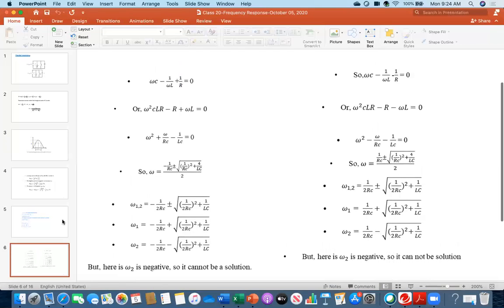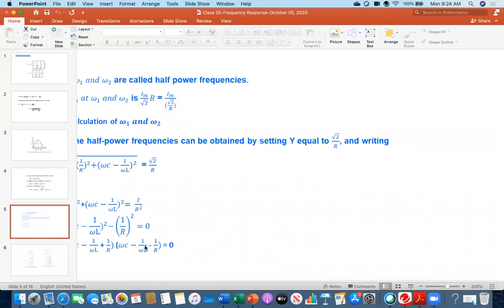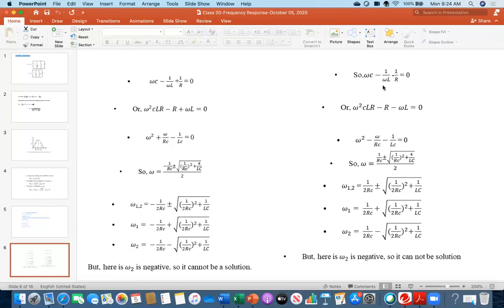Then again, this portion can also be 0, so accordingly I write that equal to 0. In the same way I simplify, it becomes a quadratic equation, and I solve again for omega. I got two values of omega, but in this case this omega 1 is fully positive.